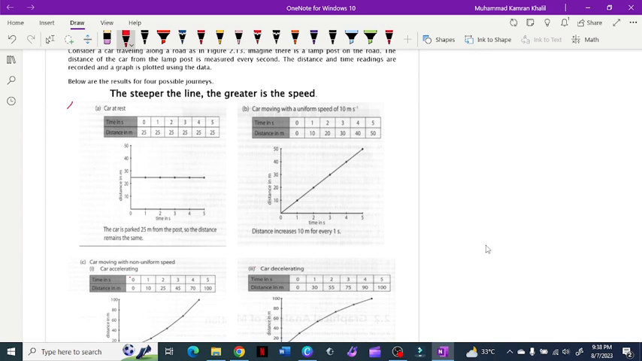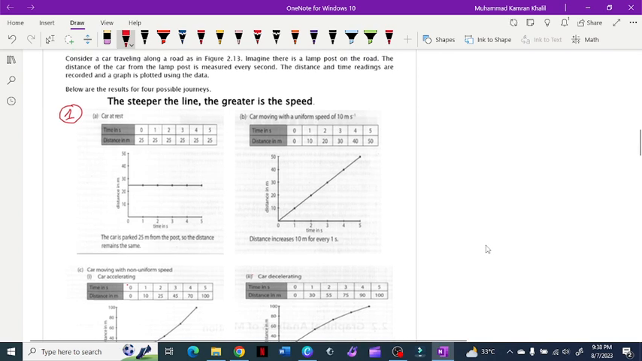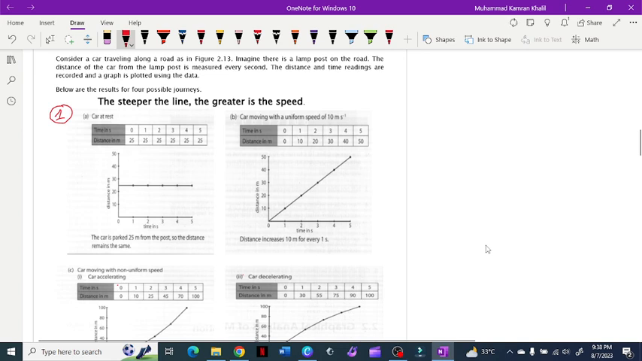So graph number one. In graph number one, what we are observing is that the time is increasing from 0 up till 5, but the distance remains the same. If you label the axes, you will get a straight line which is parallel to the x-axis. So for a distance time graph, if the line is parallel to the x-axis, it certainly shows that the object is at rest.